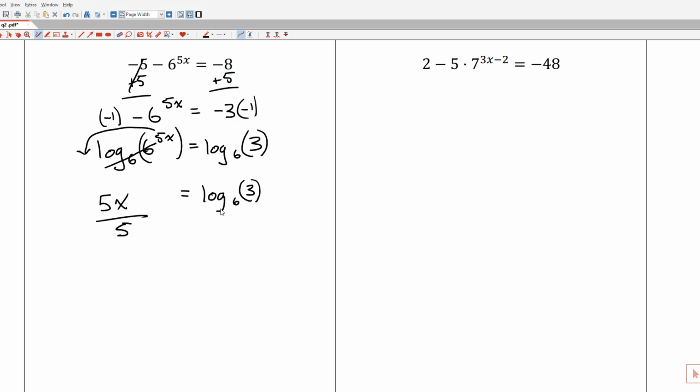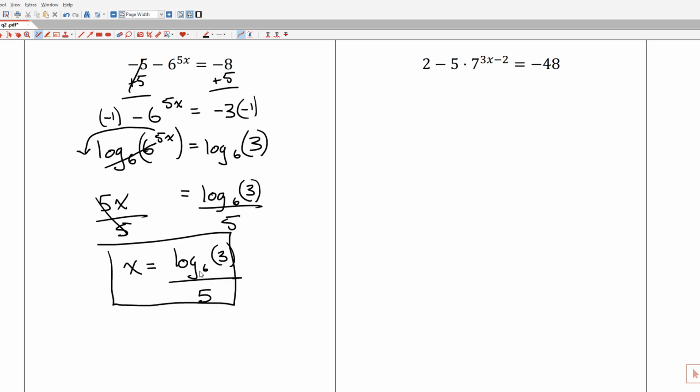Divide both sides by 5 to isolate for x. Divide both sides by 5. You're gone. X. Our final answer is log base 6 of 3, all of this divided by 5. Box it.